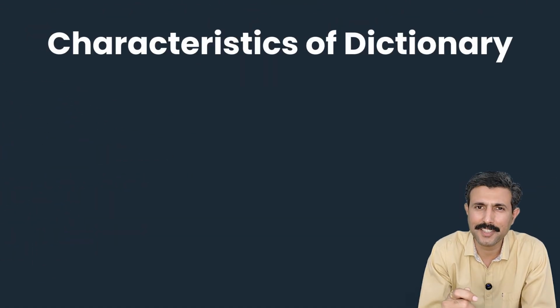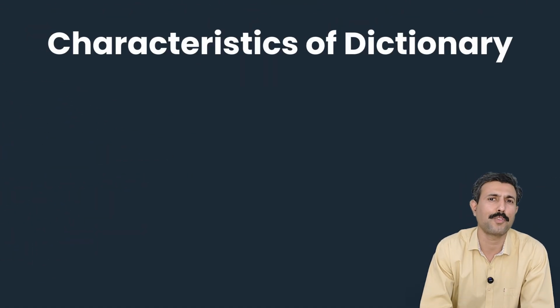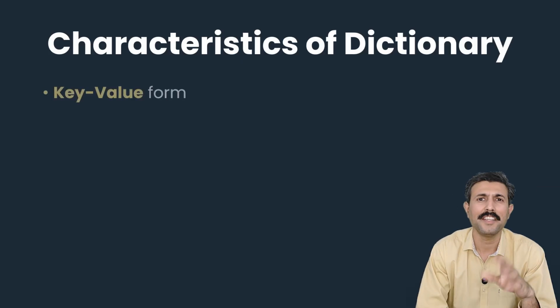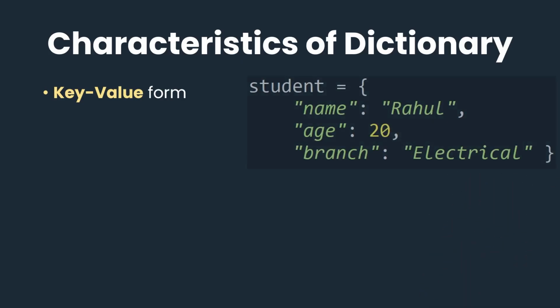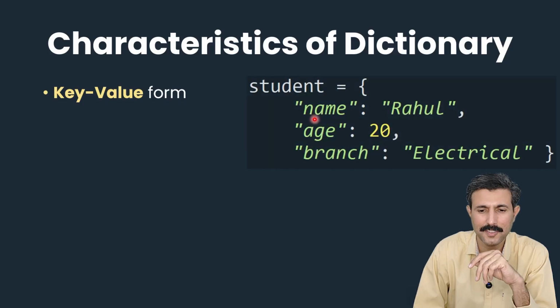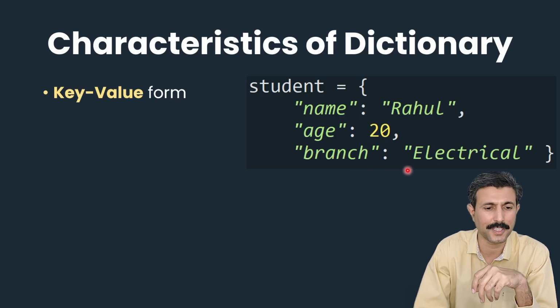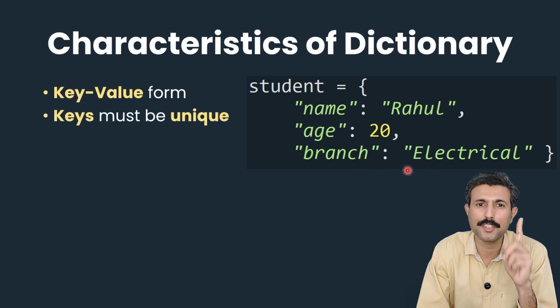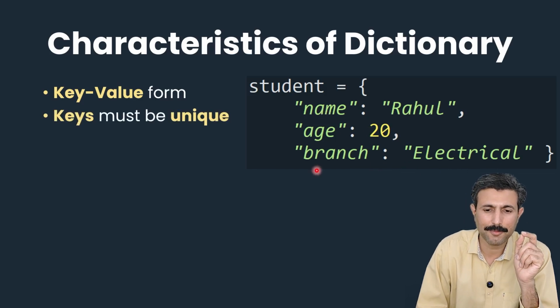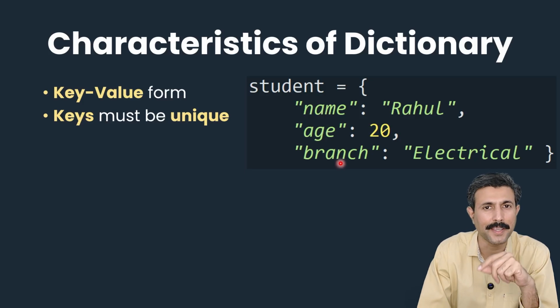So now let's understand some of the most important properties of a dictionary. A dictionary stores data in key value format. You can see here, this is the key, this is the value. Key, value, key, value. So this is how a dictionary stores data. Second, keys must be unique. Each and every key must be unique, like name, age, branch, like that.